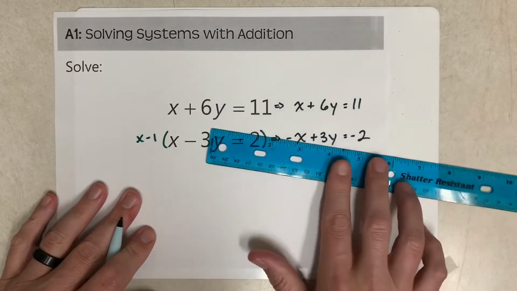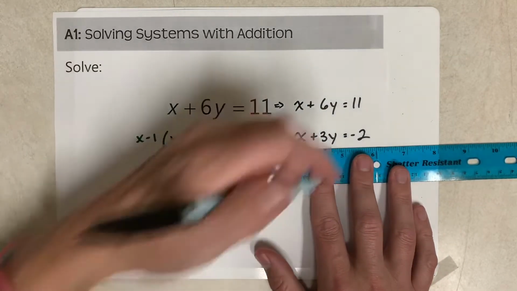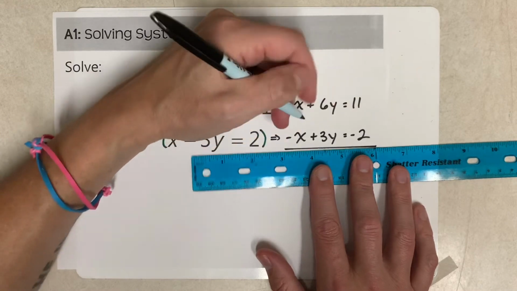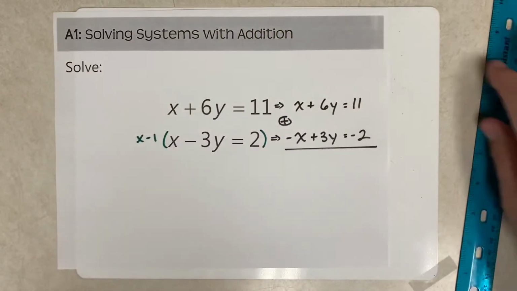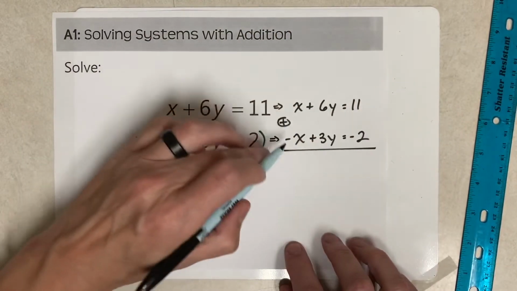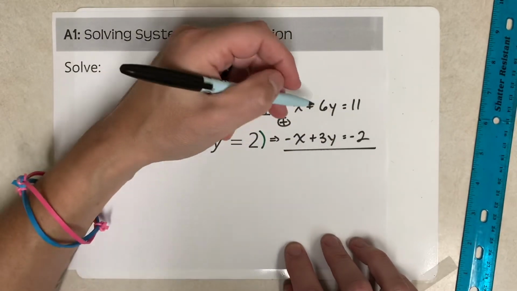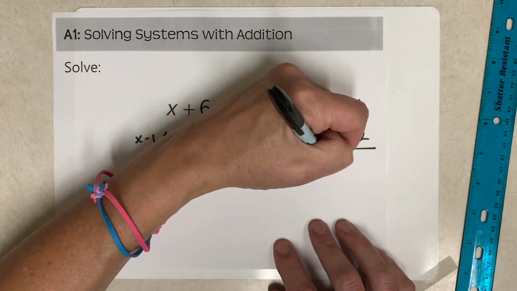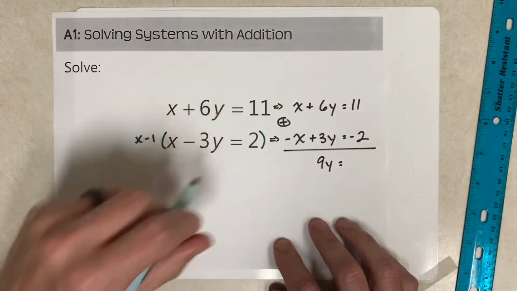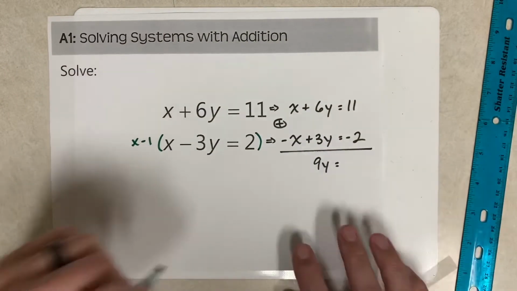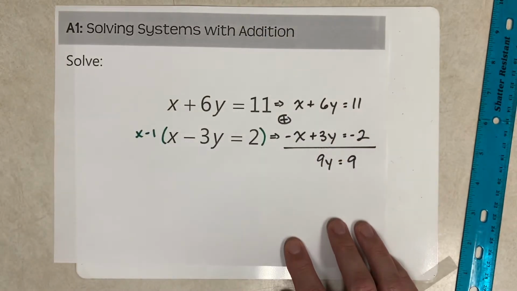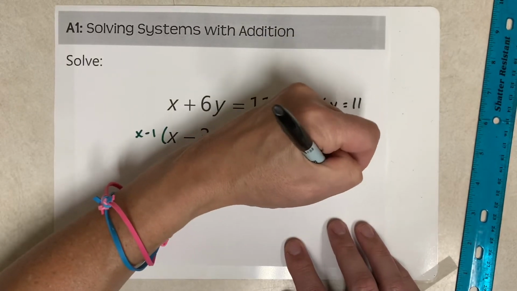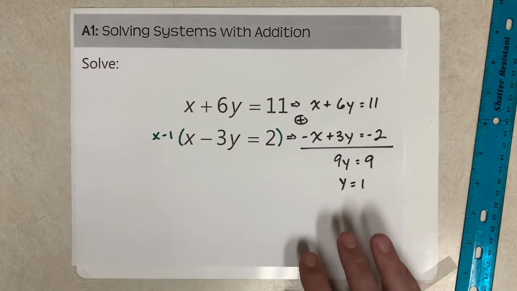All right, now I have two equations where I can add them together, but this time the x's cancel. 6y, I'm sorry, back up. 6y plus 3y is 9y, and that's equal to 11 plus -2 is 9, and that means y is going to be equal to 1. So this time I got y first.